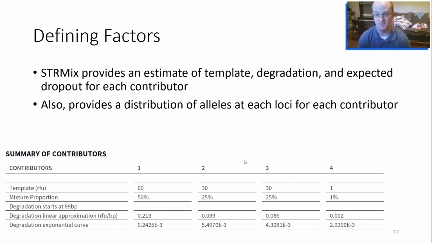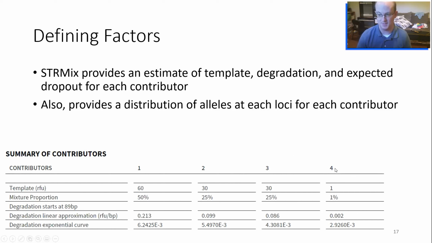So we want to define these factors so that we can implement a factor space analysis here. To do that, we'll be looking at information that is output by StarMix when it analyzes the questioned profile. One of the types of output that StarMix provides is an estimated template amount for each of its perceived contributors. So it is also estimating the number of contributors.